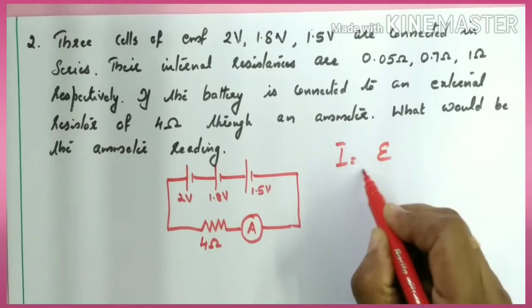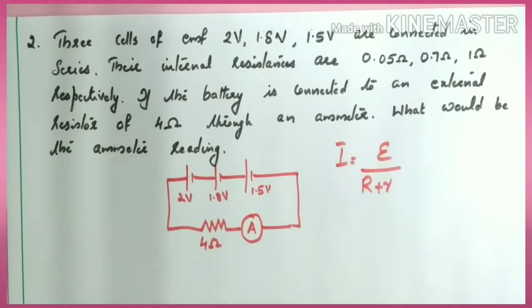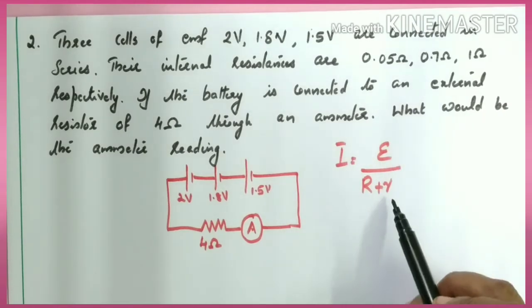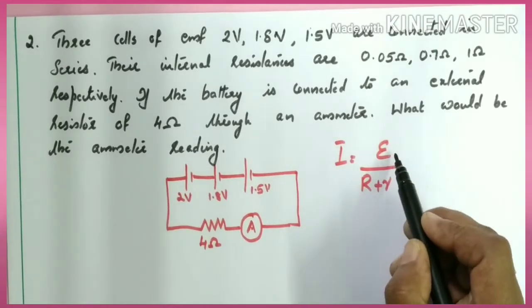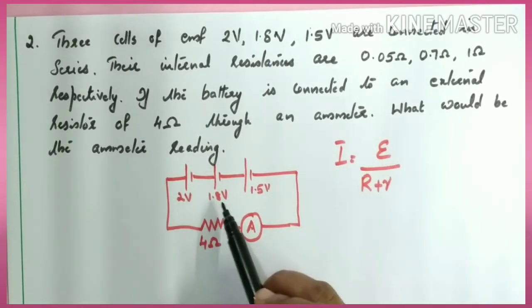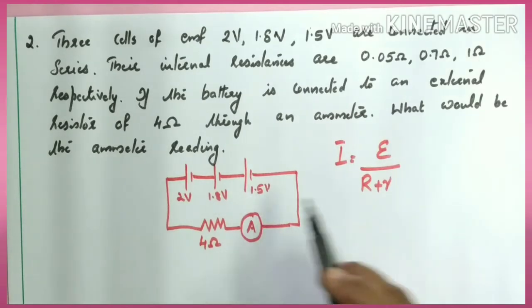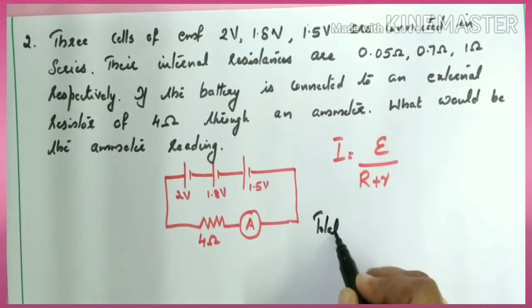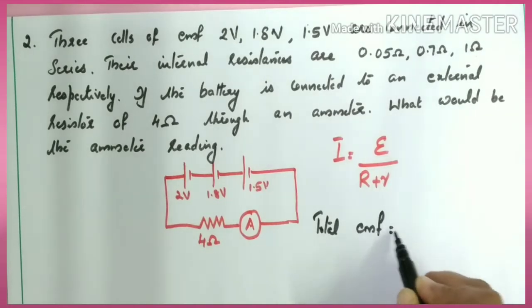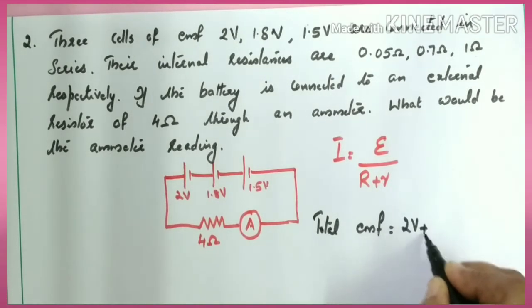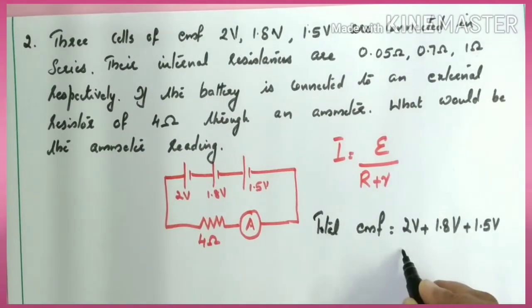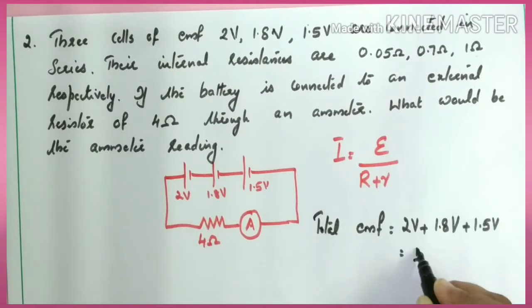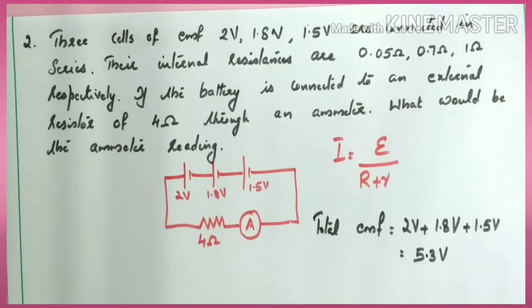Current is given by E divided by R plus r. So, total current flowing through a circuit is EMF divided by R plus r. Here E represents the total EMF. Here 2 volt, 1.8 volt and 1.5 volt are connected in series. So, how will you find out the total EMF? Take the sum, that is 2 volt plus 1.8 volt plus 1.5 volt, which is equal to 5.3 volt. That is the total EMF.